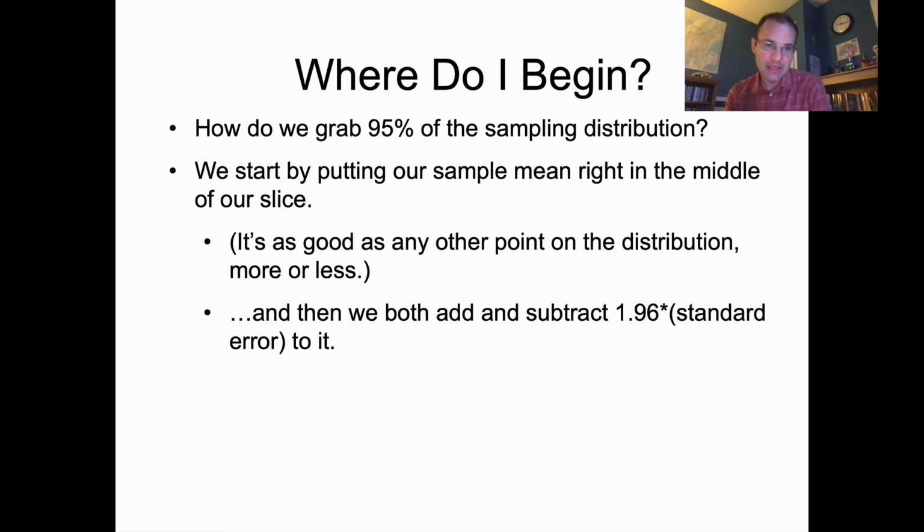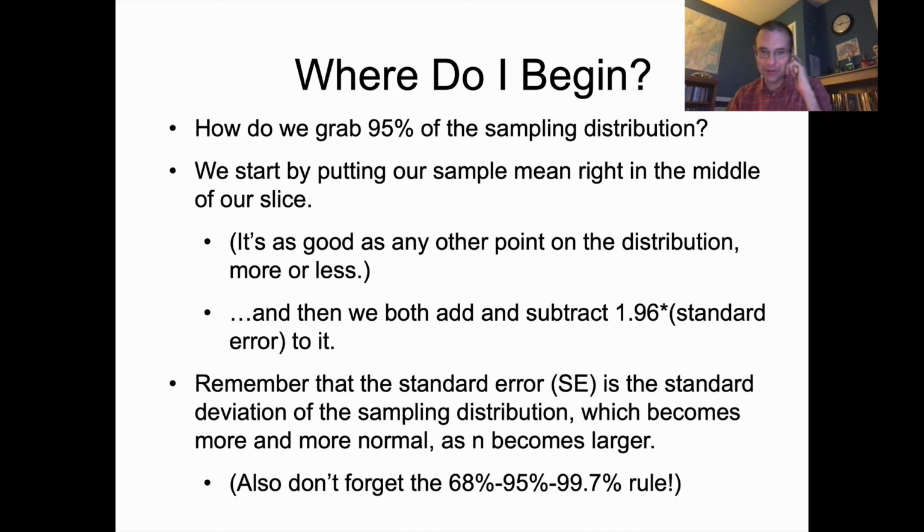So we're putting our sample mean right in the middle of whatever slice we're taking from the sampling distribution, and then we're going to add and subtract 1.96 times the standard error to it. Maybe that number rings a bell, maybe it doesn't, but the reason that we're doing that has to do with this 68%, 95%, 99.7% rule. Like I said, we're going to try to be right 95% of the time when we do this. And you might recall that 95% of a normal distribution falls within approximately 2 standard deviations of the mean. More specifically, it falls within 1.96 standard deviations from the mean.